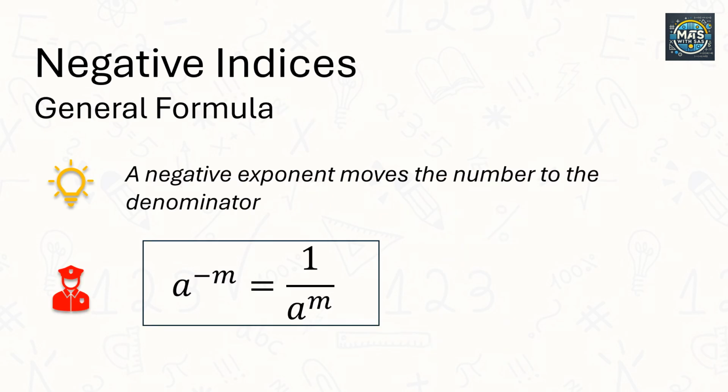The rule for negative indices states that a to the power of negative m is equal to 1 divided by a to the power of m. A negative exponent moves the number to the denominator.